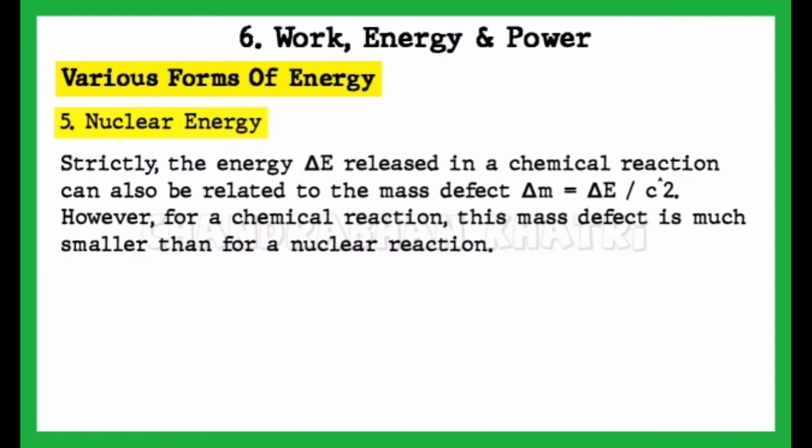Strictly, the energy delta E released in a chemical reaction can also be related to the mass defect delta M, which is equal to delta E upon c squared. However, for a chemical reaction, this mass defect is much smaller than for a nuclear reaction.